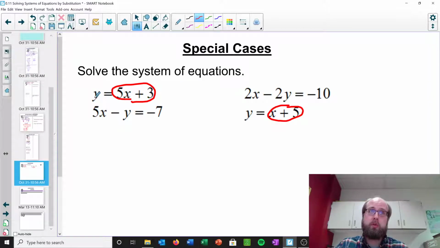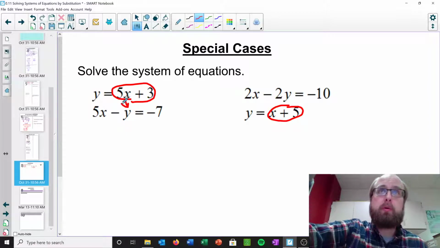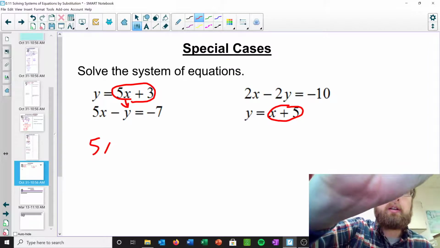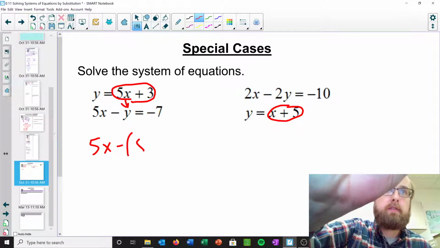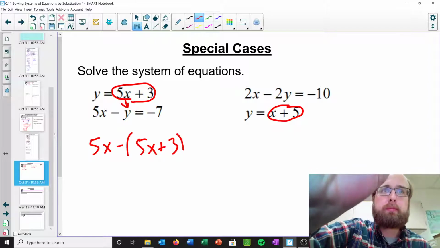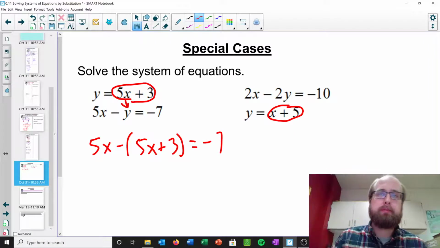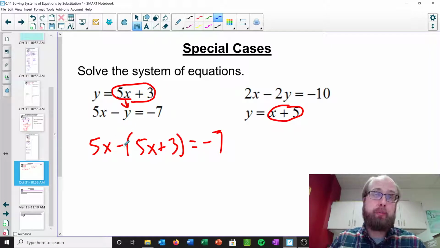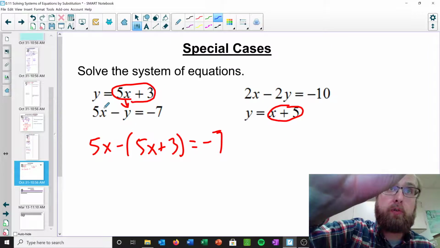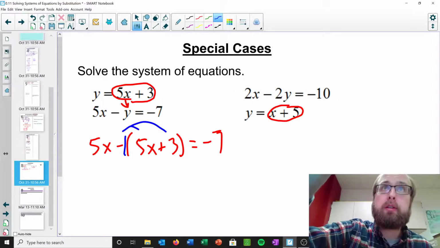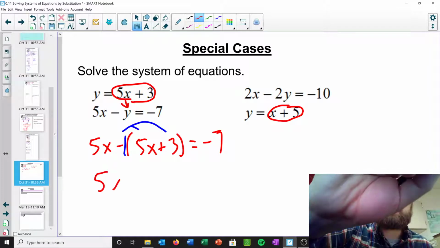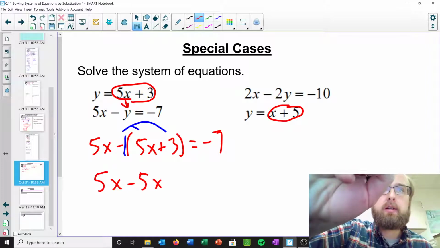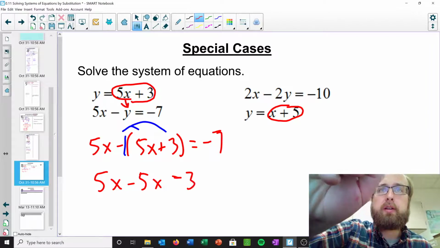And so this one, I've got y equals 5x plus 3. So I'm going to take the 5x plus 3, I'm going to plug it in for y. And let's see what we get. We'd have 5x minus (5x plus 3) equals negative 7. Now notice we have a minus in front of the parentheses here, so that's like a negative 1 that we have to distribute. And so we'd have 5x minus 5x minus 3 equals negative 7.